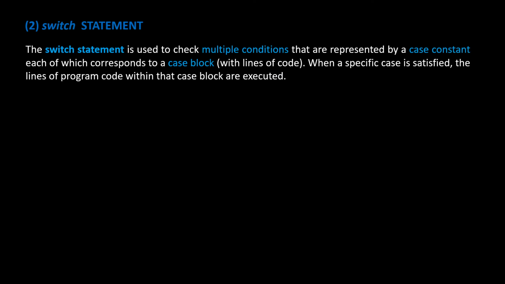The switch statement is used to check multiple conditions that are represented by a case constant, each of which corresponds to a case block. The case blocks are lines of code. When a specific case is satisfied, the lines of program code within that case block are executed. Let's look at the syntax here.